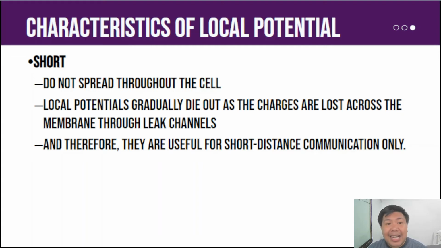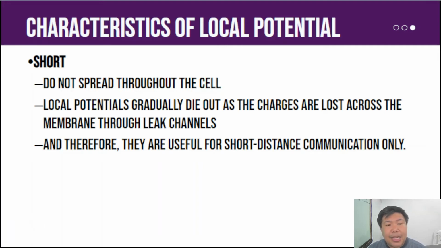May mga tagas. So even if the cell is able to bring sodium inside, to make it more positive, sometimes there are leak channels present which allow the escape of your sodium outside. So nakakatakas sila. Imbes na gawin nilang more positive yung loob ng cell, tumatakas sila. So nababawasan yung pagiging positive ng soma. So usually, mga local potentials natin, they are only effective for short distance communication only. But you do not expect mga local potentials to happen in the really crucial parts of the body.